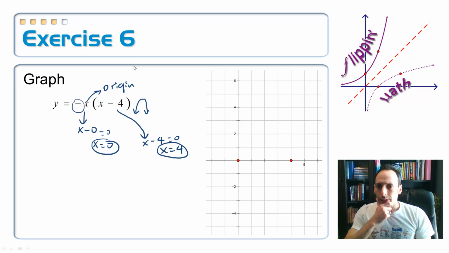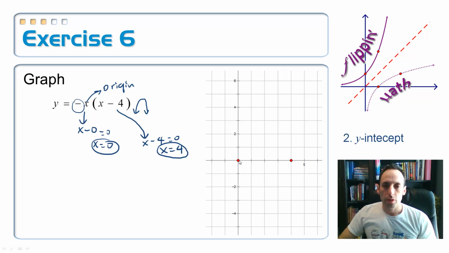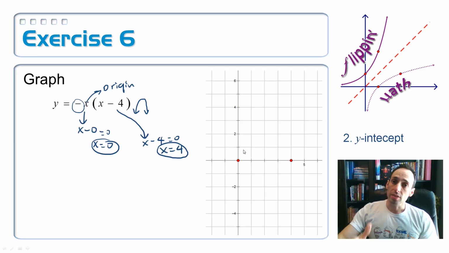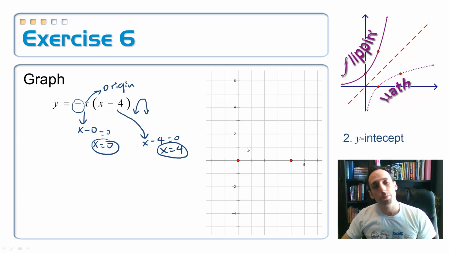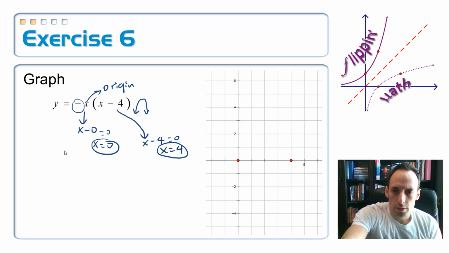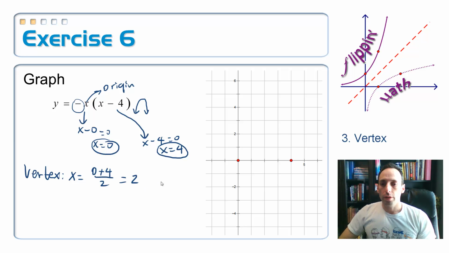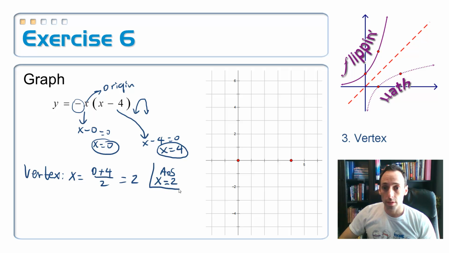Next, I need to find, how about the y-intercept? Well, don't I already have it? I do, because if the origin is an x-intercept, it has to also be a y-intercept because it's on the y-axis too. Okay, so next, let's find the coordinates of the vertex. To find the vertex, I'm just going to average out these two x-intercepts. So x is equal to 0 plus 4 divided by 2, which is 2. There is the axis of symmetry, x equals 2. I'll put that as AOS.